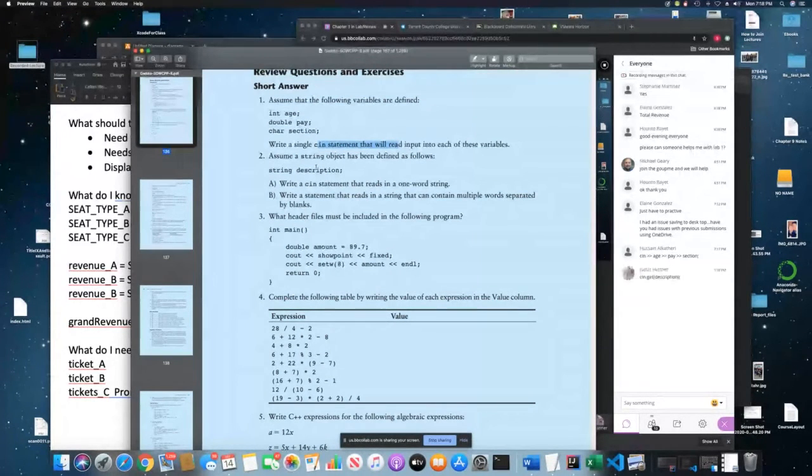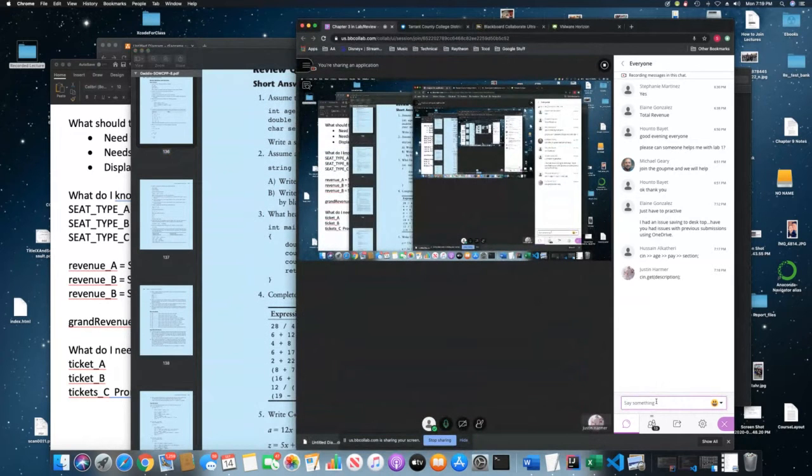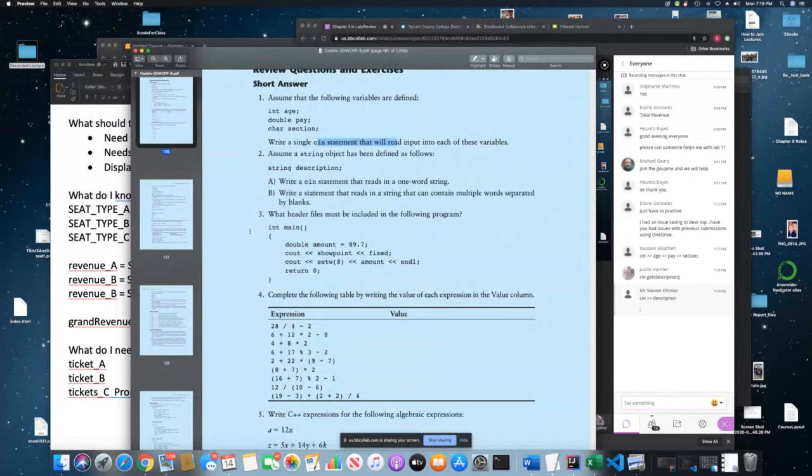Not sure if this is right, but isn't it cin.get? Now, cin.get is only for a single character. So it would be cin and just the variable name description with a semicolon, of course. It ignores all the white space at the beginning, sees a non-white space, reads it in, but then the next white space it sees, it stops. So that's why it's a single word.